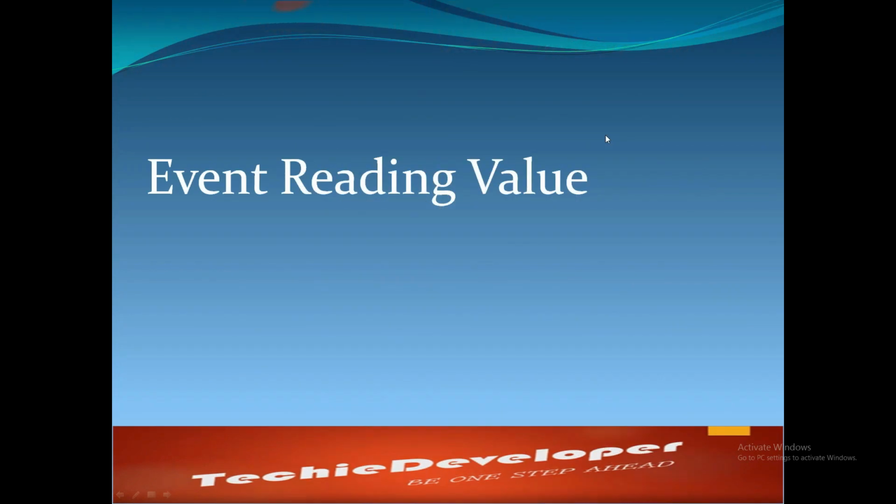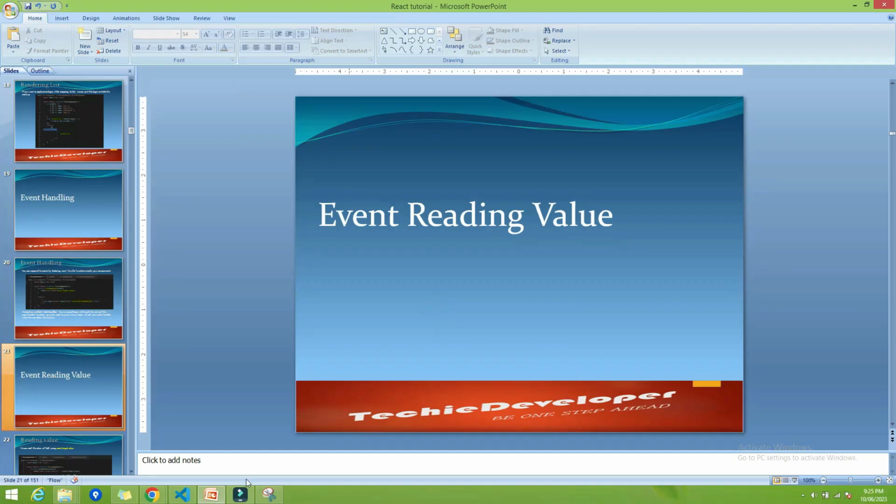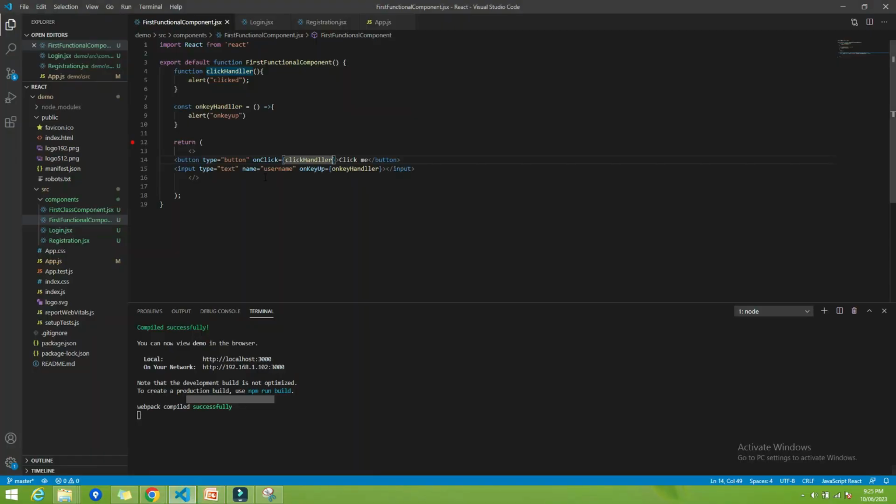Now let's see how to read the values, how to get the values whenever we fire any event. For this we have already created the function on key up. On key up we are calling this function, and here we are simply giving the alert. Now let's say I want to capture the value of this text box whenever the user has pressed any key. Whatever alert we are getting, it should print that value.